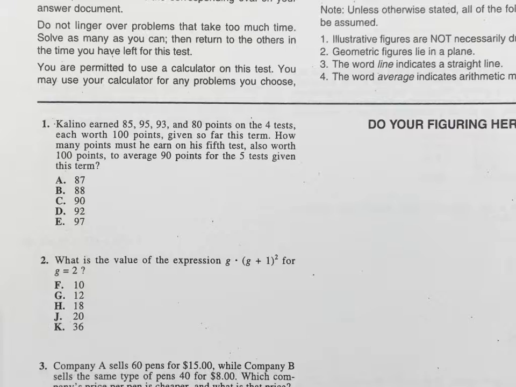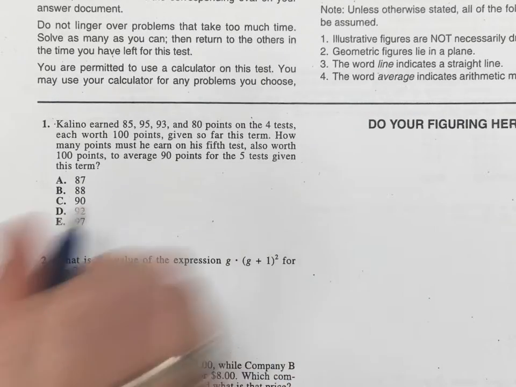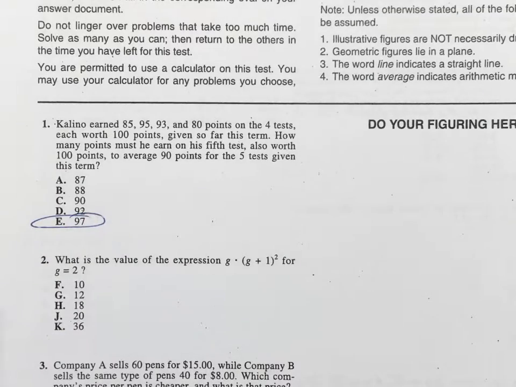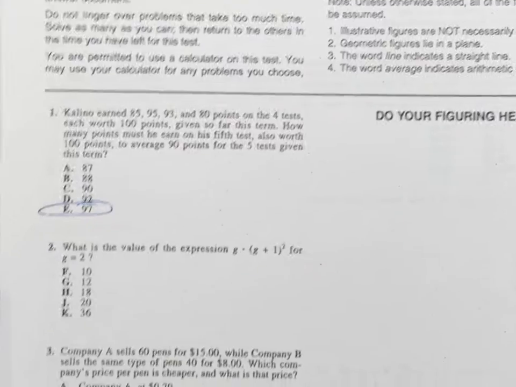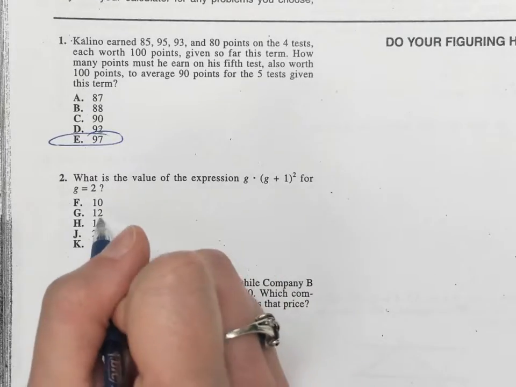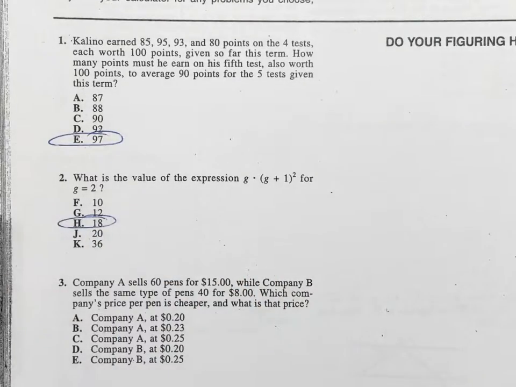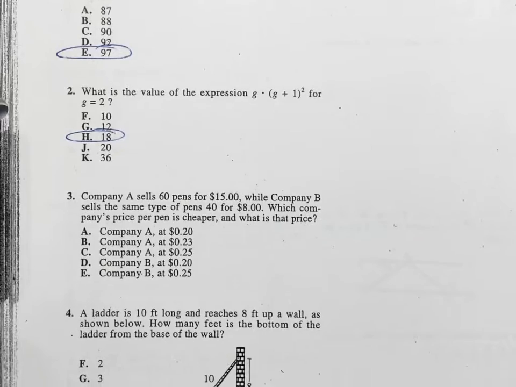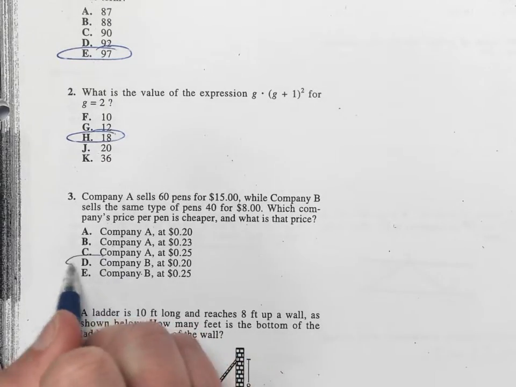All right, so we did 1 through 5 on Friday. Does anybody need me to do number 1? The answer should have been E. Yeah, we're good? Sweet. All right, number 2, the answer was H. Do we need to go over number 2? All righty. Number 3, the answer was D.